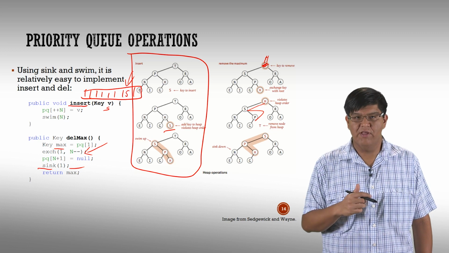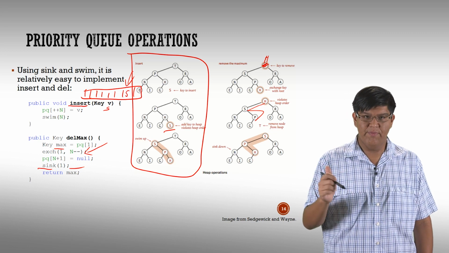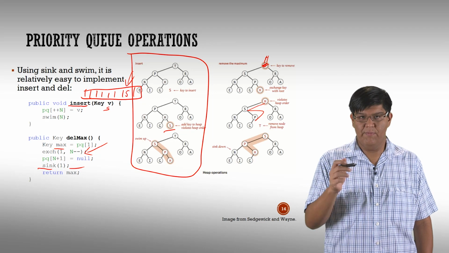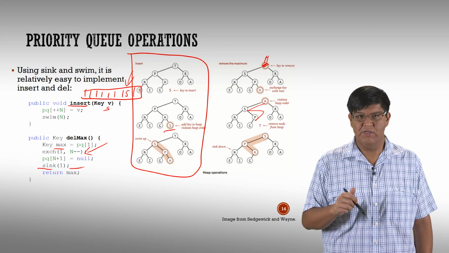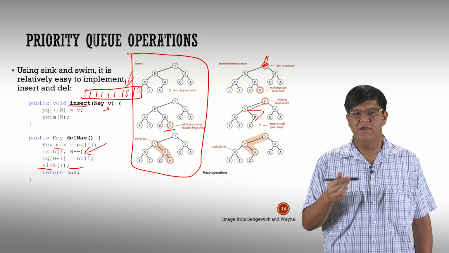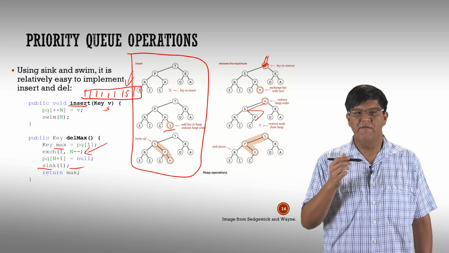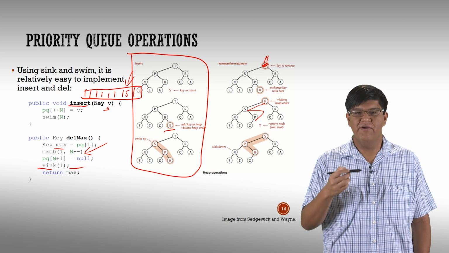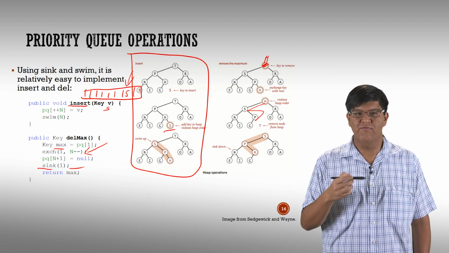So our topmost element is stored in the max variable. We moved up the one that was at the very final position, put it up top, then sank it down to the proper position, and then we can return our max. That'll be the maximum, it's been removed, and we're good to go. So there you have it, our implementation of insert and delmax. Both are very straightforward, given that we have sink and swim available to us.